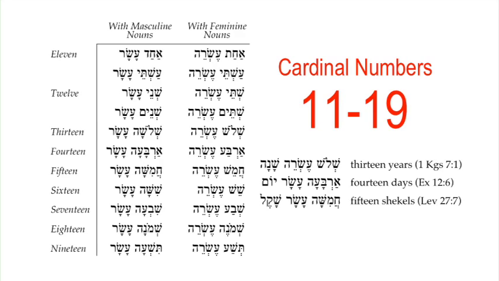Similarly, look at the example in Exodus 12:6, where we have the translation 14 days. Arba'ah Asar Yom, literally 4-10 day, or 14 days. The noun Yom is singular, but we translate it plural because of the number 14. And now the third example, Chamesha Asar Shakel, literally 5-10 shekel, but really 15 shekels. The noun shekel in Hebrew is singular, but we're translating it as a plural because of the numbers.